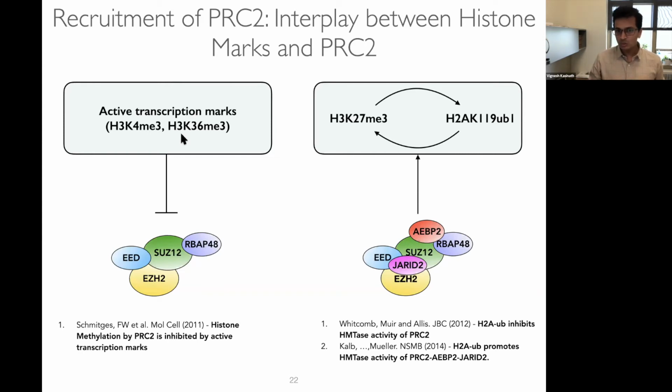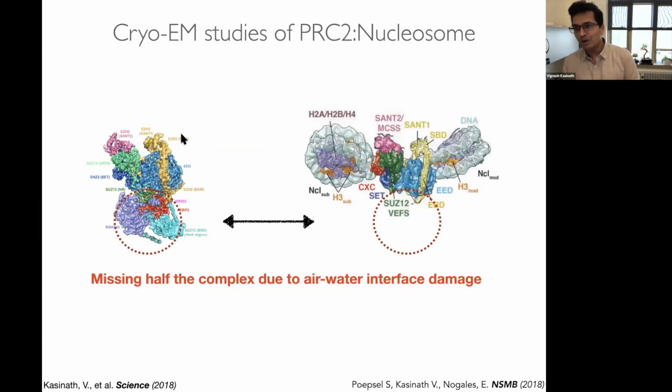But to look at this, we first wanted to get over this bottleneck of not being able to visualize the regulatory complex. So I'm going to cut to the chase. We know why this is the case. This is because there's a fundamental problem with cryo-EM: when we make our samples for imaging, we have an extended air-water interface, which is hydrophobic, and that can denature protein complexes. And this is exactly what is happening in the case of PRC2 when we look at it with nucleosomes.